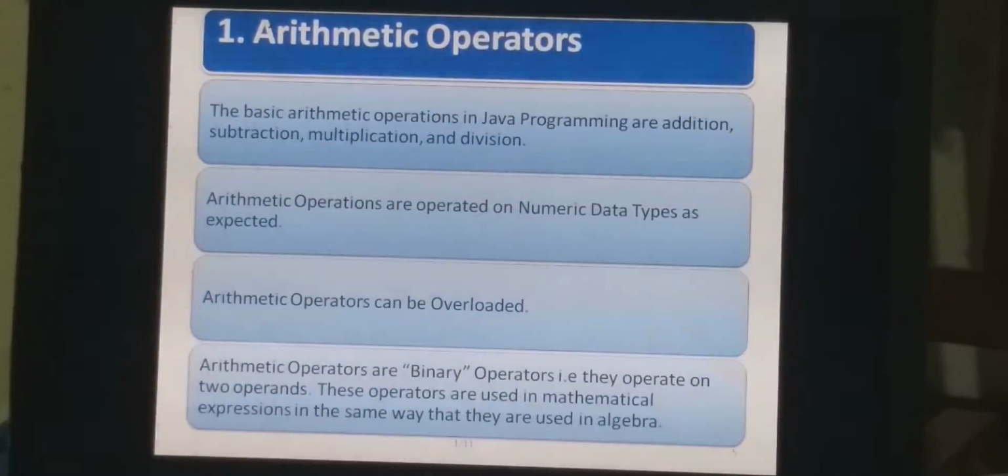Here we see arithmetic operators. Arithmetic operators do arithmetic operations like addition, subtraction, multiplication, division, and modulus. For doing everything we have symbols. For addition we have plus, for subtraction we have minus, for multiplication we have asterisk, for division we have slash, and for modulus we have the percentage operator.